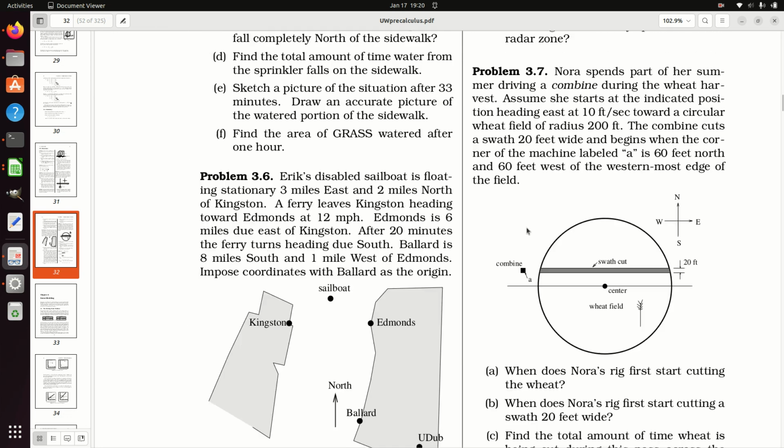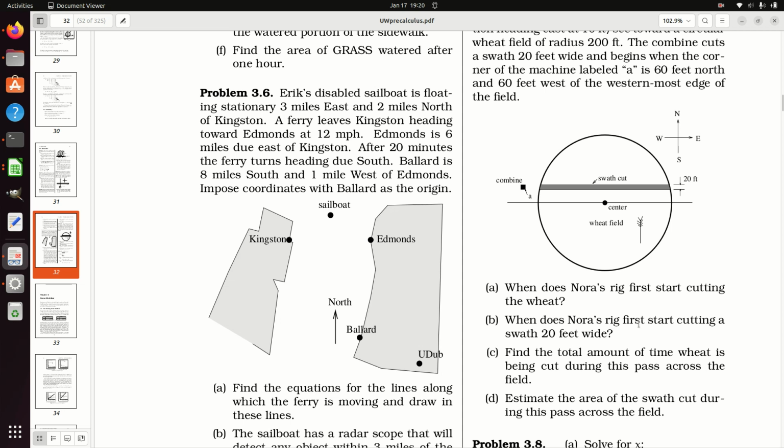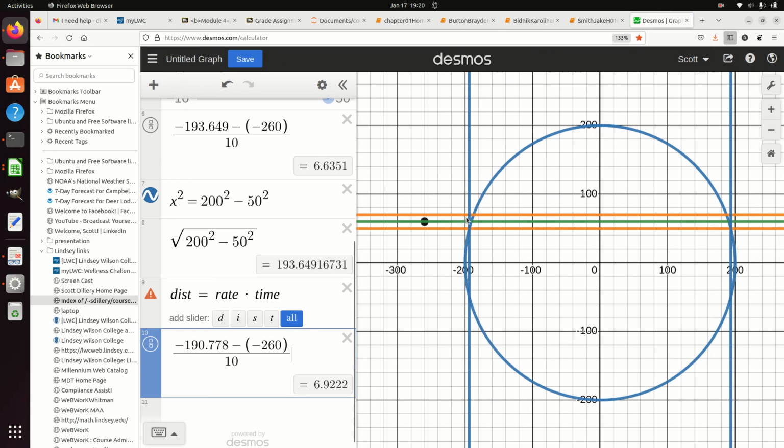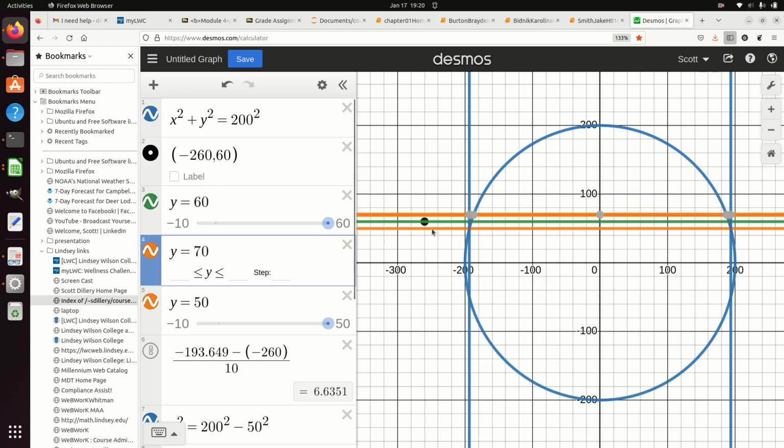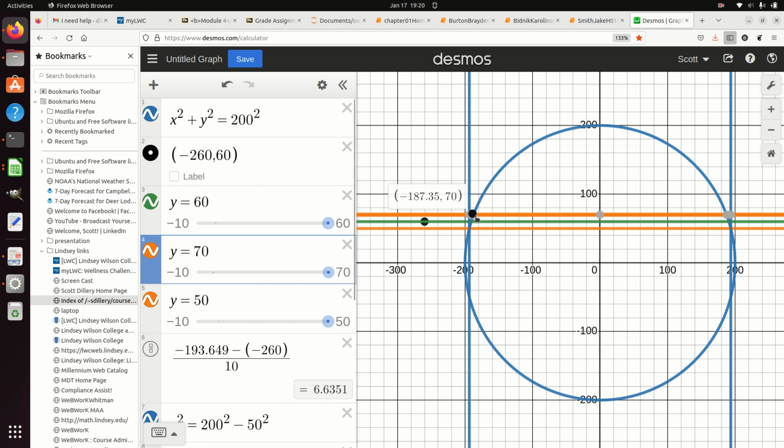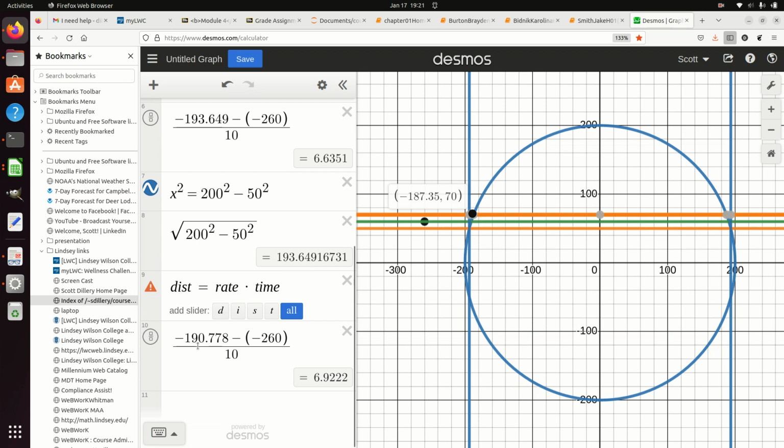3.7. In B, when does Nora's rig first start cutting a swath 20 feet wide? Okay. Now that one, I believe they probably have the right answer, because at 20 feet wide, right, that's what we've talked about, that would be up at this point, or when you're at the 70. And so that is at the minus 187. So that adds 3 more feet. And so if I'm dividing by 10, that's 0.3.